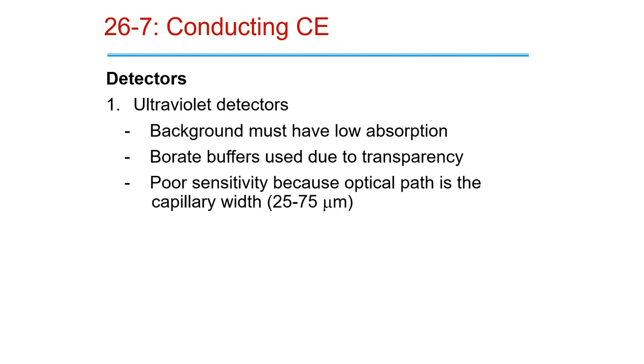What it also means is that because it's a flow-through system, like in our other types where we've looked at solutions, your background's got to have little to no absorption in the range that you're looking at. Now, borate buffers are really popular here because borates are transparent over most of the UV visible range. So we've got to think about that, but we already considered that when we did spectroscopy in our conventional UV. You're not going to use a solvent that also absorbs. So we've got to keep that in mind here too.